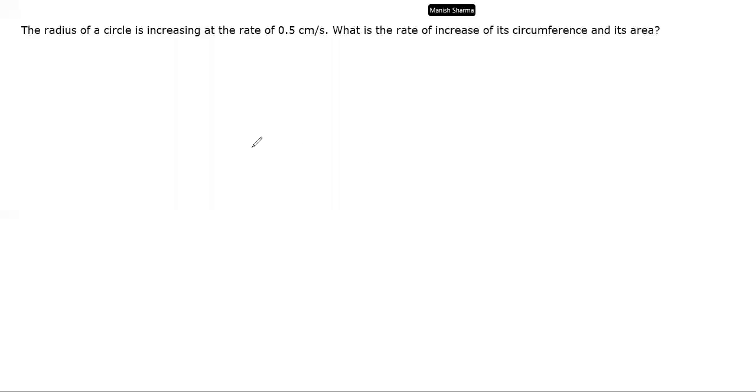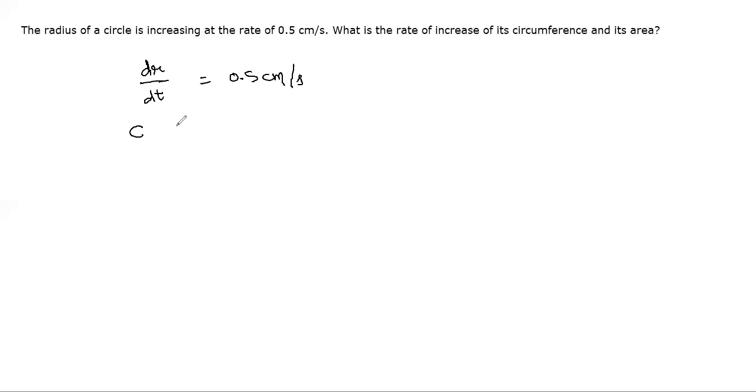Let us consider another example. It reads: the radius of a circle is increasing at the rate of 0.5 centimeter per second. Whatever we are given is noted down here: dr by dt, the rate of change of radius, is 0.5 centimeter per second. Because it is increasing, it should be positive. Whenever something is decreasing, we should know that it must be negative in sign. We have to find the rate at which the circumference and its area are increasing.